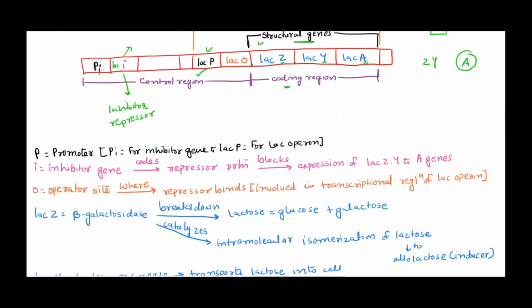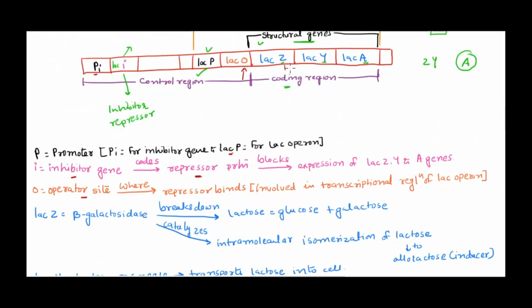Alright, so P stands for promoter. Here PI is the promoter for the Lac I gene, and Lac P is the promoter for all the structural genes. The I is the inhibitor gene. Because it is a regulatory mechanism, there has to be something that is actually regulating the expression, regulating the transcription, and that is the inhibitor gene that codes for a repressor protein. I'll come to what the repressor does. Lac O is the operator site.